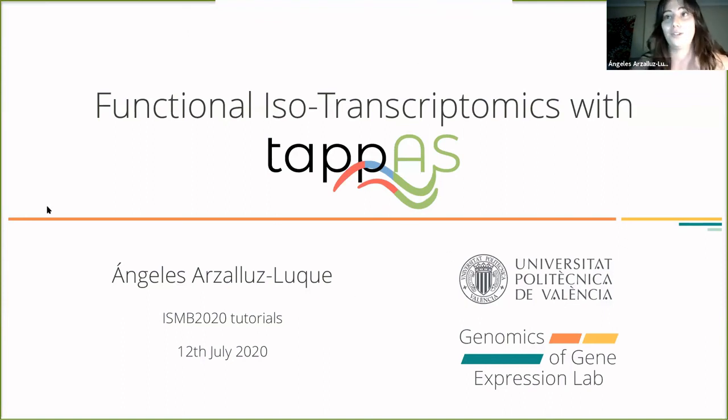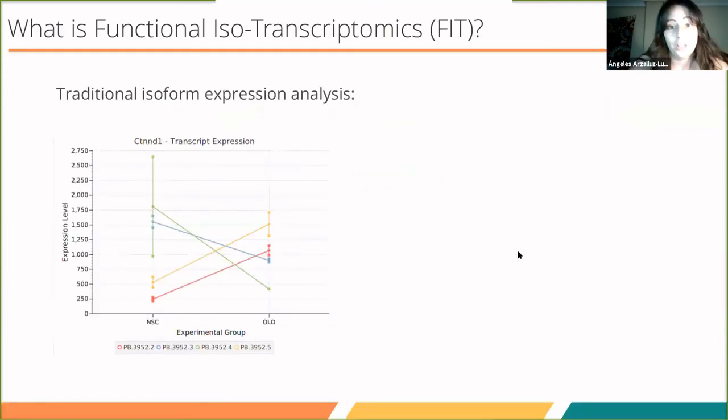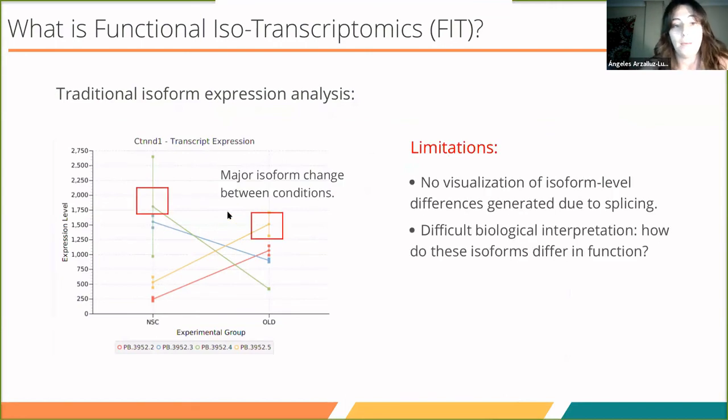And so to better understand the aim of tappAS, I'm going to first explain what functional isotranscriptomics is. So traditional expression analysis evaluates differential expression of the different isoforms of a gene between conditions and can provide this type of information about changes in the major isoform expressed in each of the conditions by a given gene. However, this approach presents a couple of limitations.